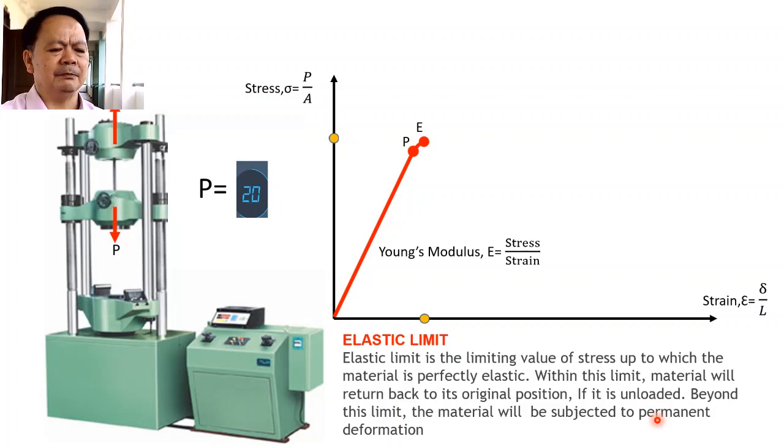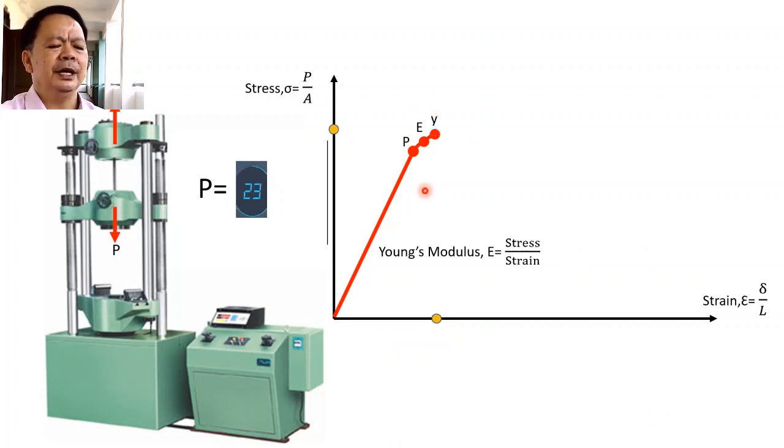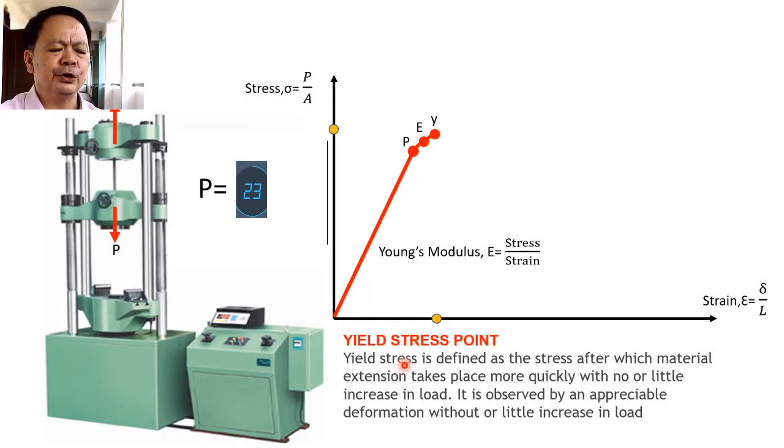Then somewhere above this elastic limit is another point which we call the yield point. Ano naman itong yield point o yield stress point? Ito naman ay tinatawag nating a stress after which the material extension takes place more quickly, with little or no increase in load. So ang ibig sabihin dito, makikita natin na mayroong paghaba yung material na wala naman siyang gaanong pag-increase ng load. Ibig sabihin nun, the material has already reached what we call yield stress point.